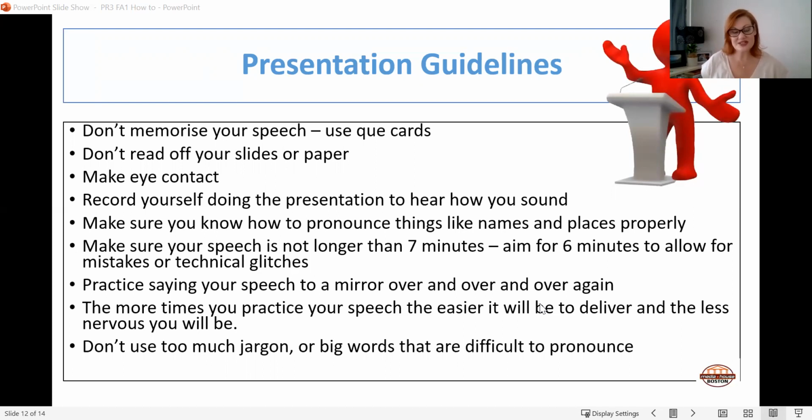You'll be nervous because it's the first time you've done it. But if you've presented it many, many times and you've practiced it over and over again, and you are confident in your content and you are confident in your message and your plan, then obviously that's going to come across in your presentation. Don't use too much jargon. Don't use big words that are difficult to pronounce. Remember, the simpler you keep it, the easier it is, and the clearer it comes across, and the more professional way it comes across.